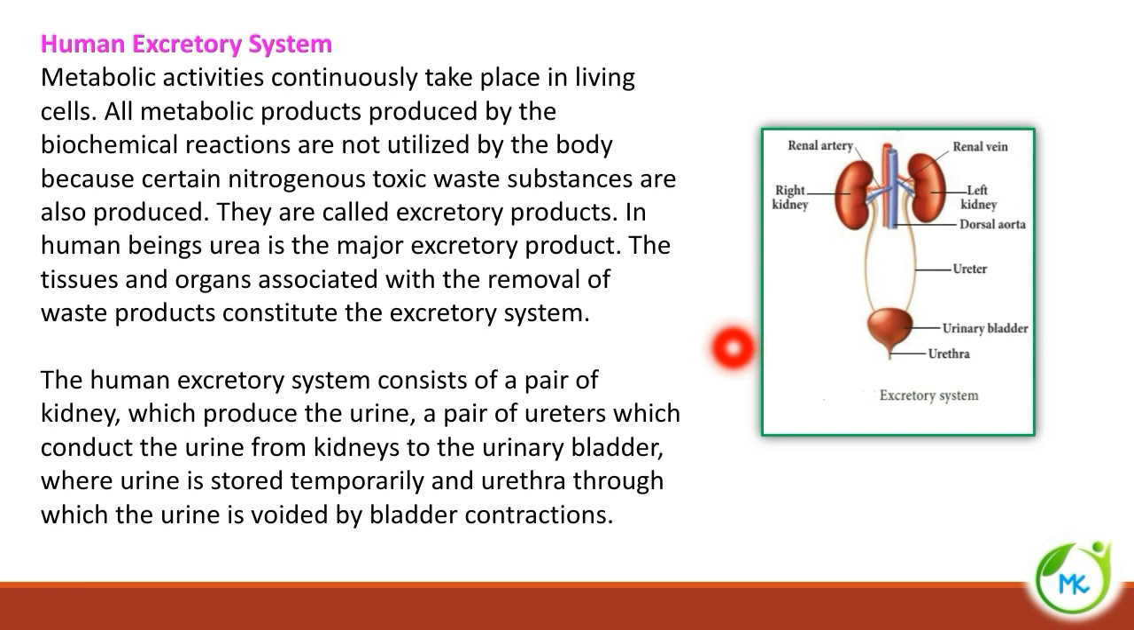So this is the human excretory system, which comprises a pair of kidneys, a pair of ureters, a urinary bladder and a urethra.